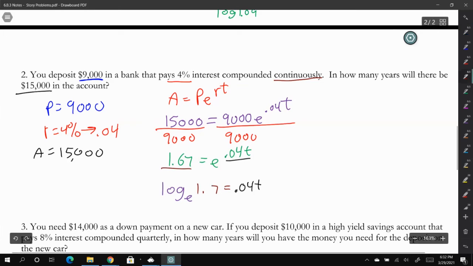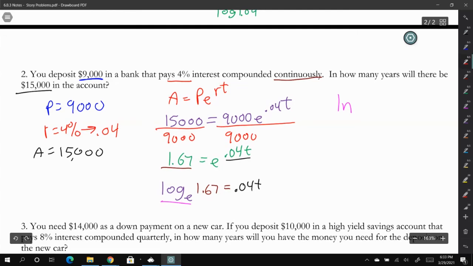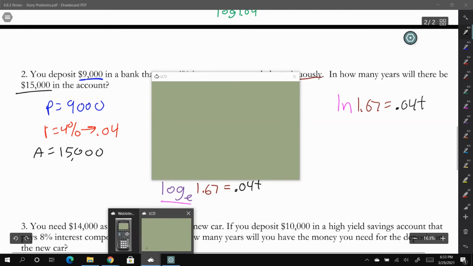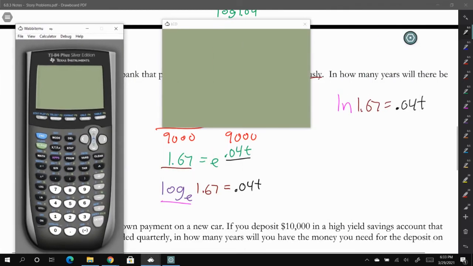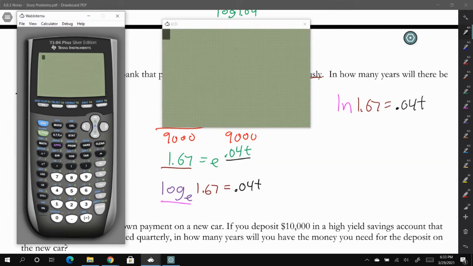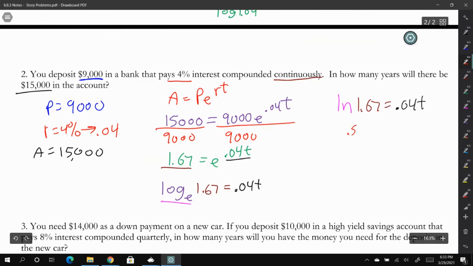And like we talked about the other day, because it is log base e, we can change that to ln. That allows us to get our answer quicker. We don't need the change of base formula because our calculators have that ln button, that natural log button. So ln 1.67, and I get 0.51. So 0.51 equals 0.04t, and then I'll divide both sides by 0.04.